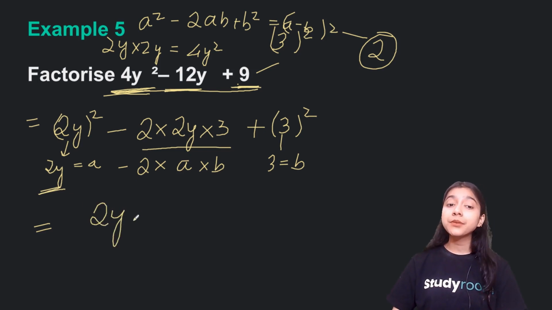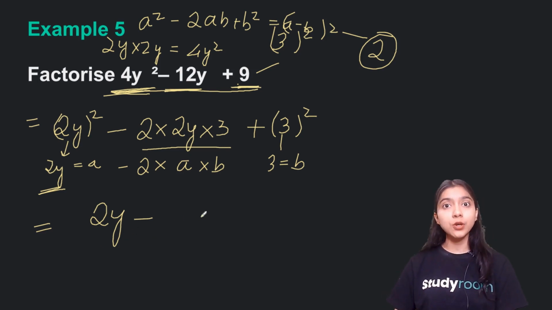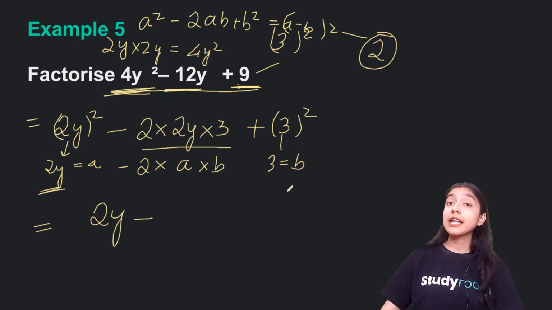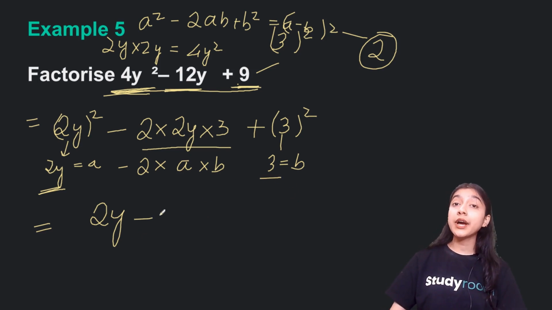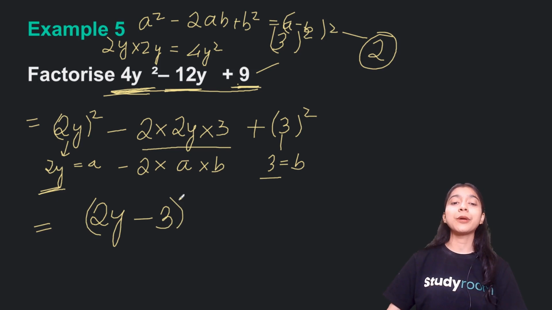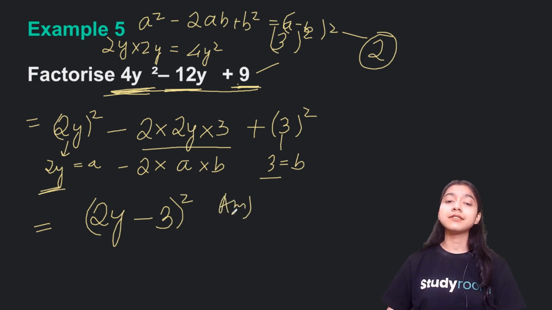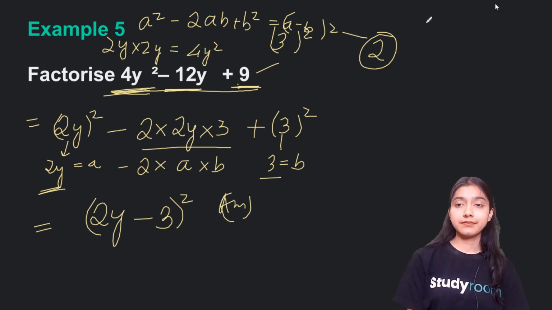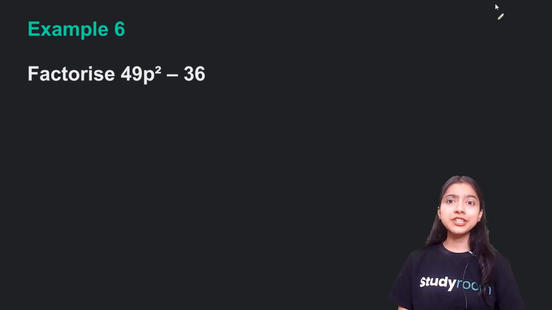And then we have to give a minus sign because this identity is equal to A minus B whole square. So, A is 2y and B is 3. So, we have 2y minus 3 whole square. This will be our final answer. Moving on to the next problem.